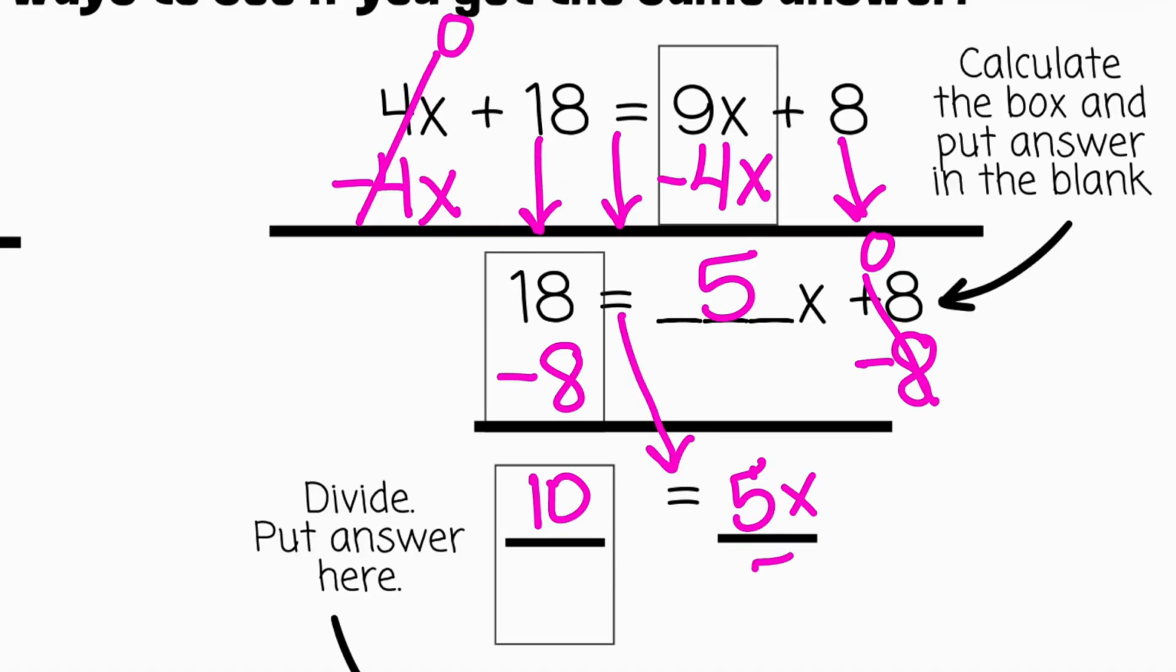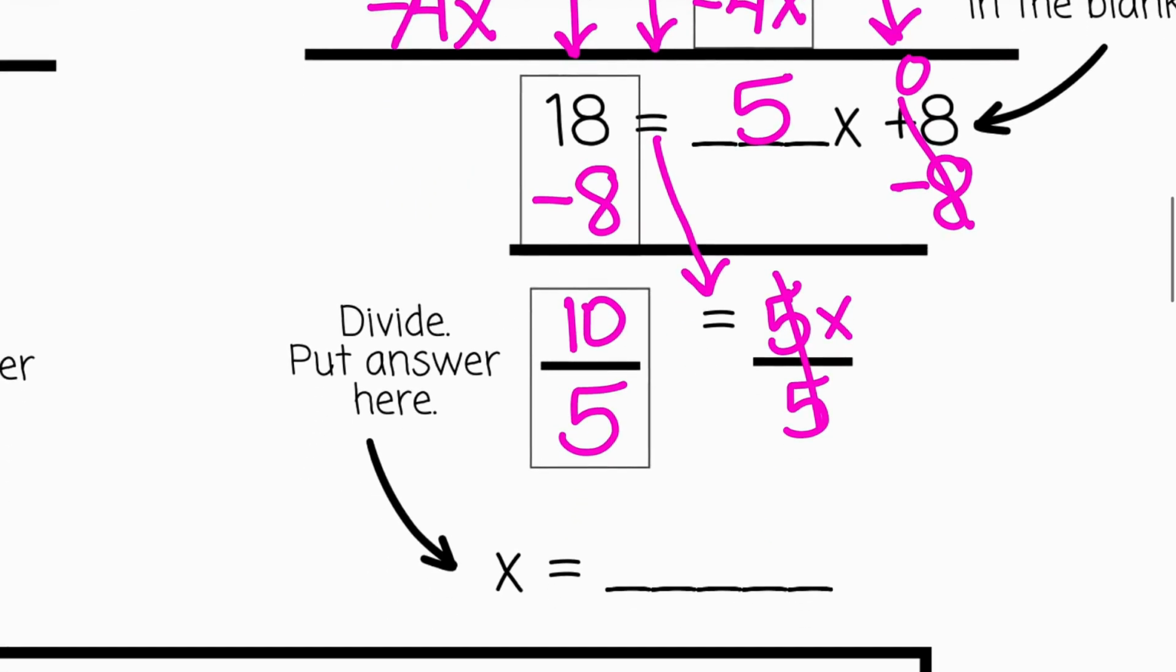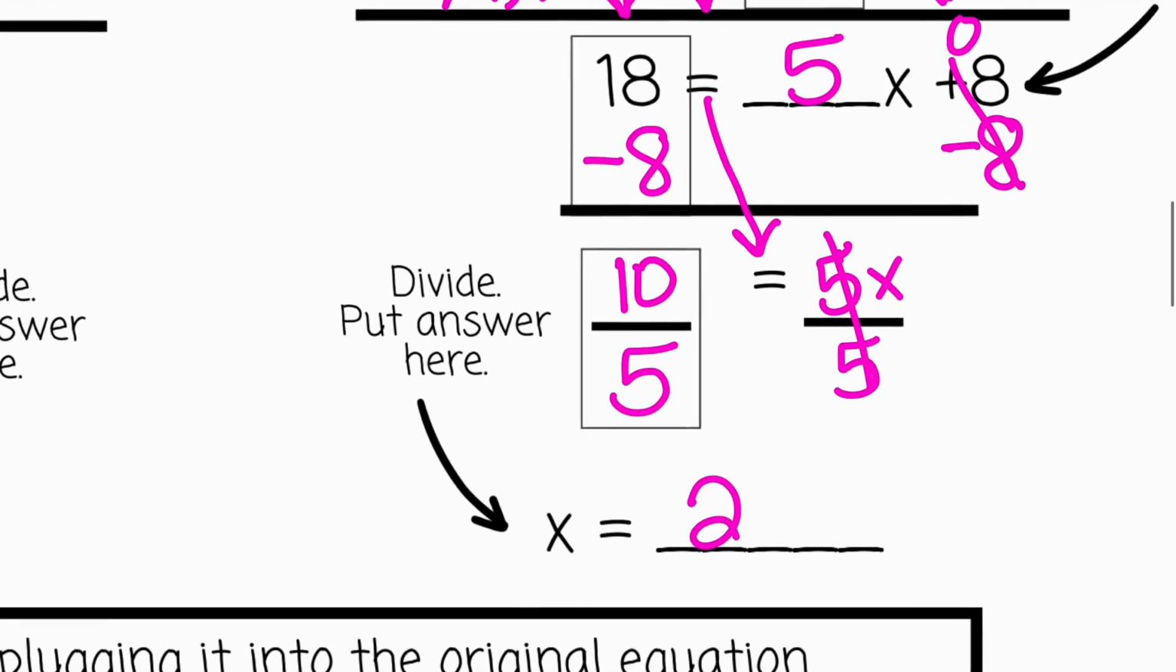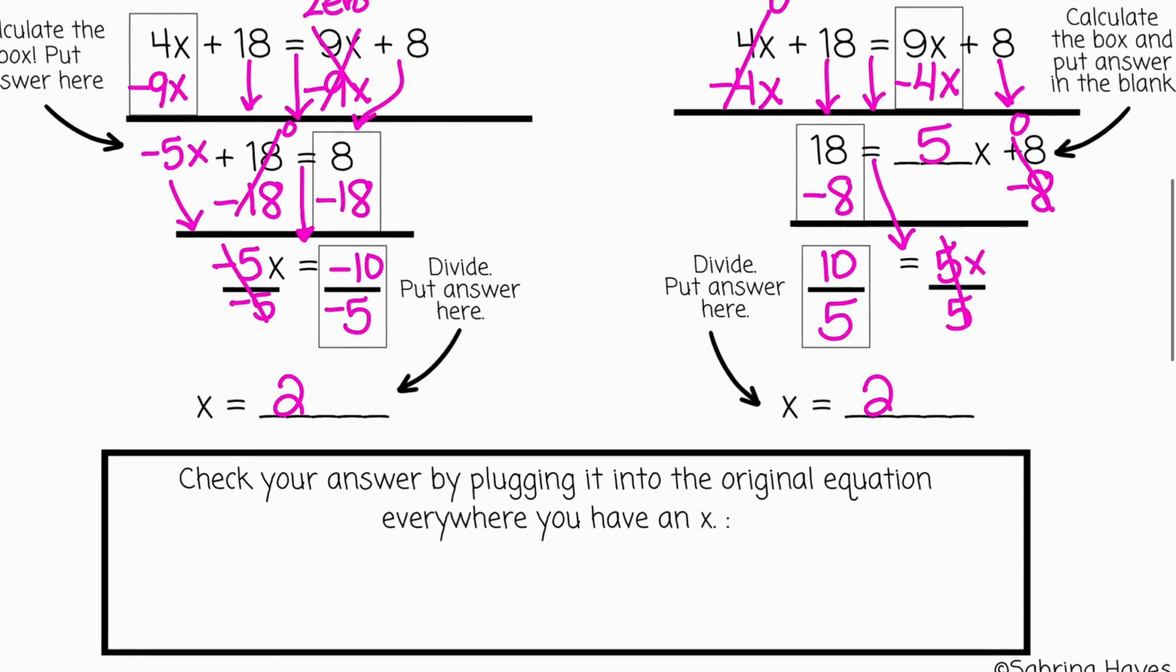All right, last step, when they're side by side, you need to divide. So I'll divide by 5 on this one. So that gives me x equals 2. So no matter which term we boxed, we got x equals 2.